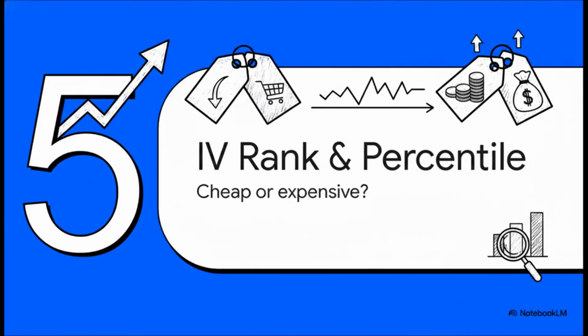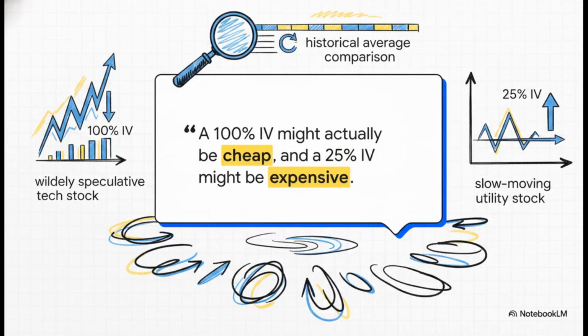Okay, so how do we defend against this? Let's move to our final section. Section 5, IV rank and percentile. Is the option cheap or expensive? There's a really common trading myth out there that a raw IV number tells you everything you need to know. It really doesn't. A 100% IV might actually be dirt cheap for a wildly speculative tech stock, but a 25% IV might be historically incredibly expensive for a slow-moving utility stock.